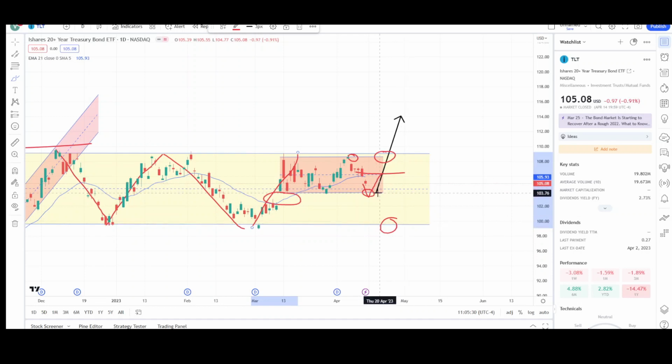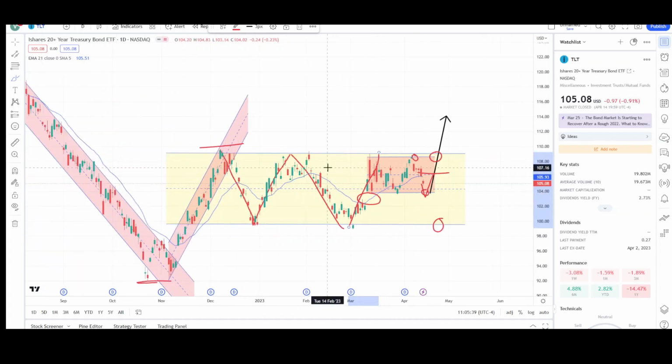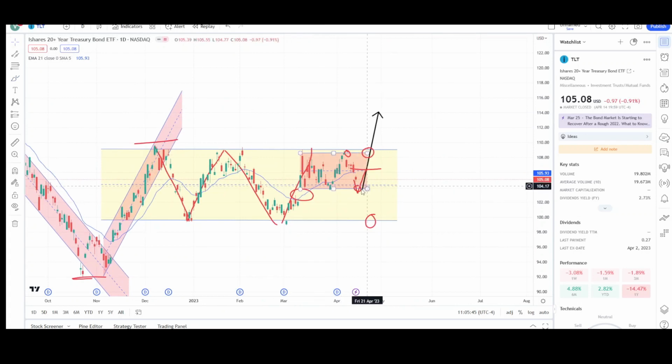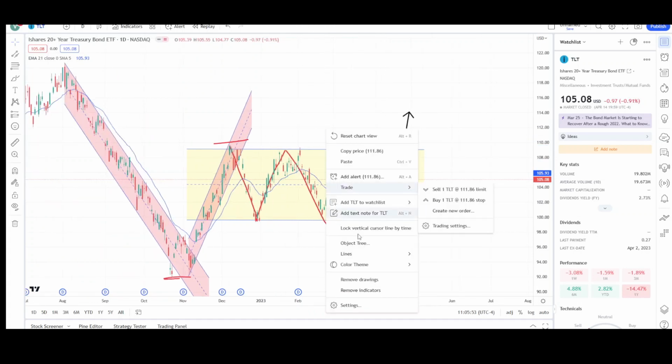If we come back to this level and see a nice green bar and back above the EMA closes, that could be a sign that we could be seeing higher prices. So that's everything I have for TLT. Basically, I would suspect this week or next week prices to be contained inside of this red range, and we'll go from there. But those are the situations I'm looking at for TLT.